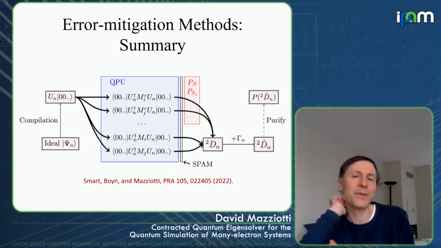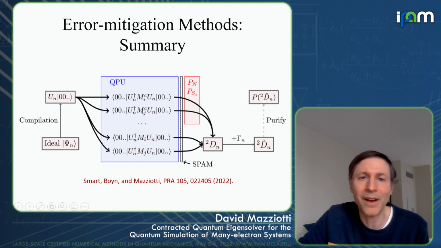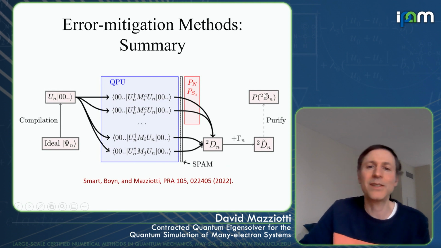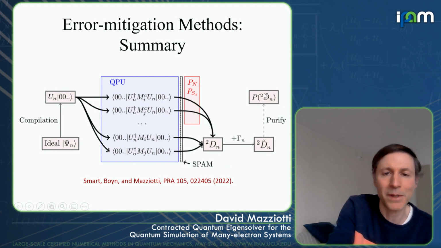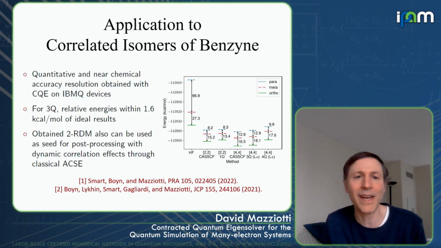Okay, so how does the actual whole process work? We perform some standard error mitigation, then we do the N-representability-preserving corrections, and then ultimately we perform this purification to put on the N-representability conditions. So how does that actually work when we put it all together?